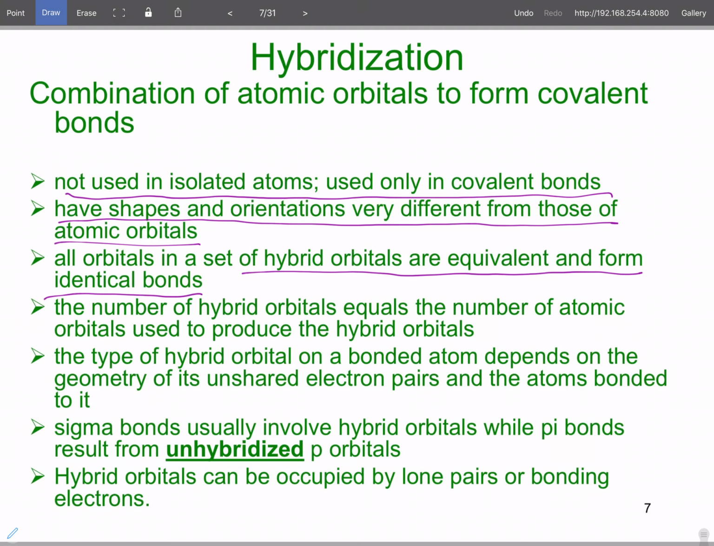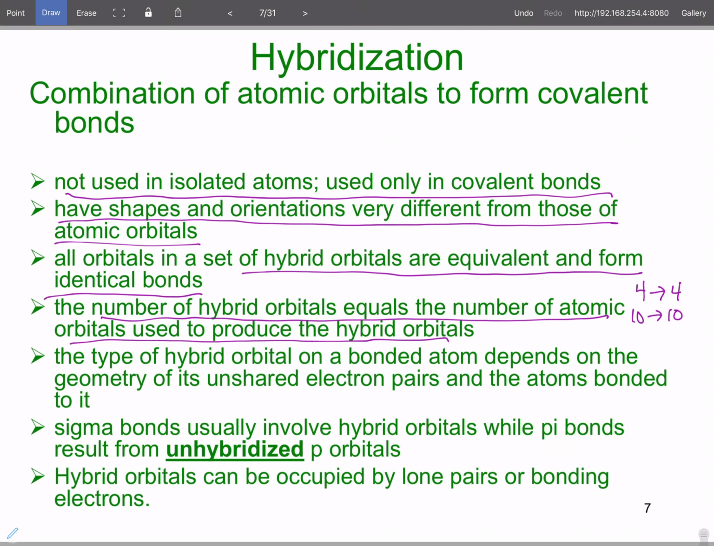The next rule is really simple, and when I ask questions, it trips you up. The number of hybrid orbitals has to equal the number of atomic orbitals used to produce them. So if you combine 4 atomic orbitals, you're going to get 4 hybrid orbitals. You combine 10, you're going to get 10. You can't vary the number. Start with 8, you end up with 8.